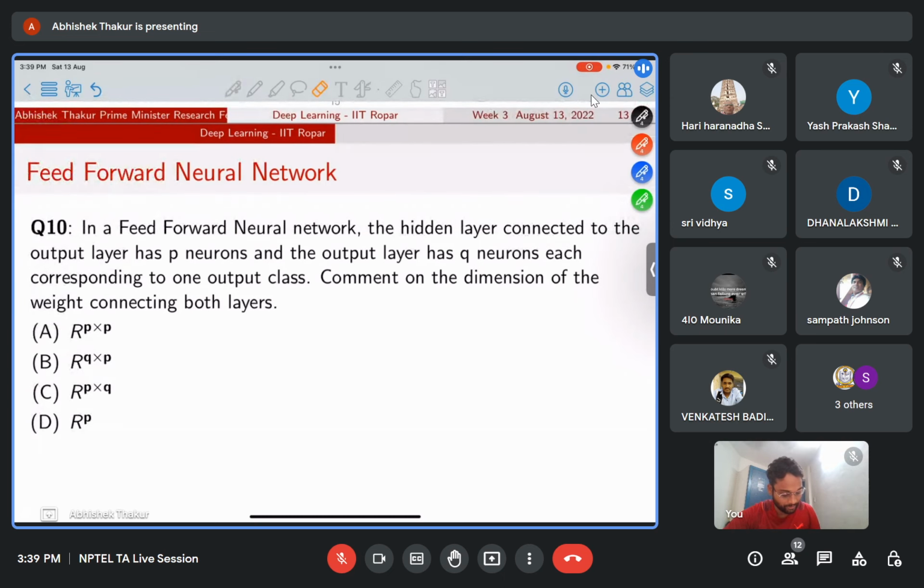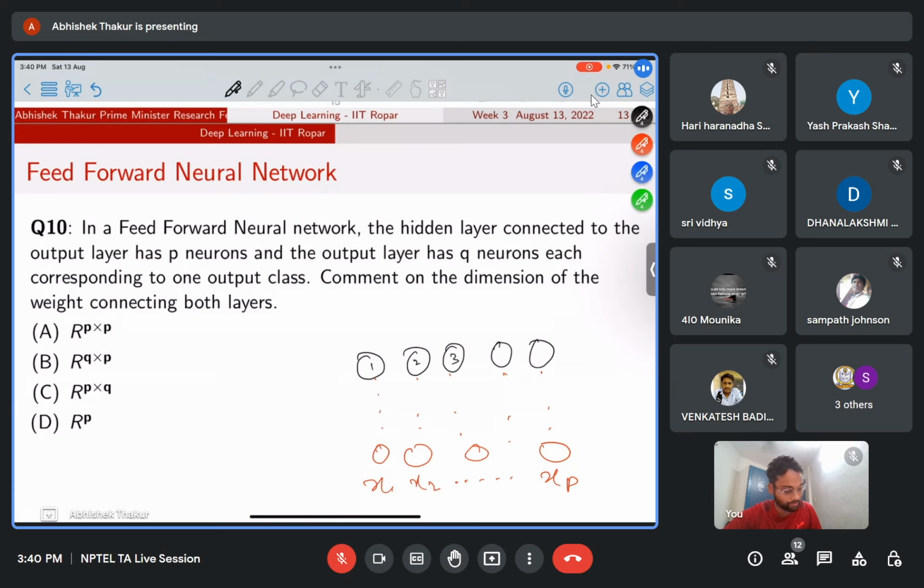So let's suppose our input layer is x1, x2, dot dot dot xp. There are several hidden layers in between, and the hidden layer just before the output layer is this. It will have the first neuron, second neuron, third neuron, fourth neuron, and up to the p-th neuron. Okay, and the output layer has q neurons: one, two, up to q neurons.